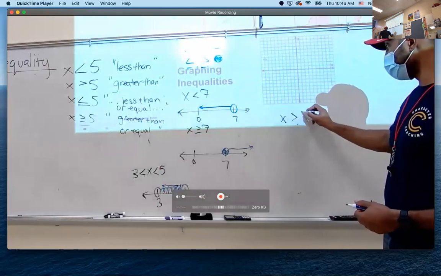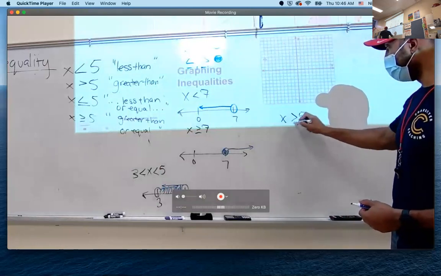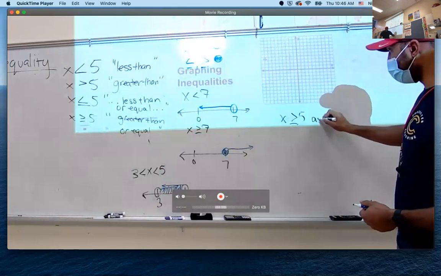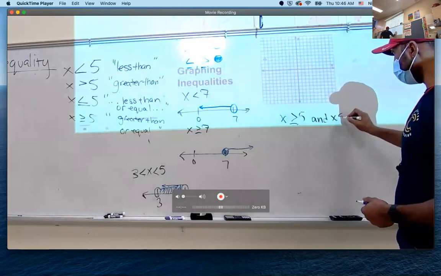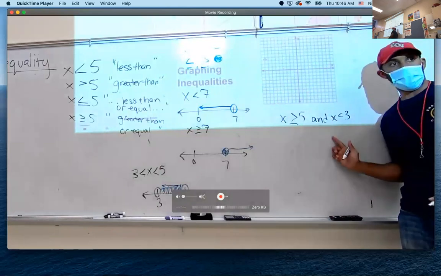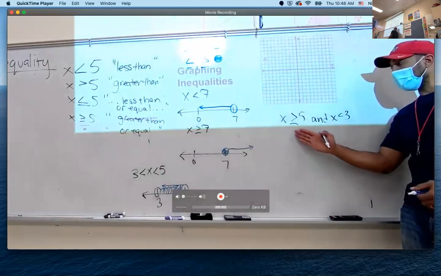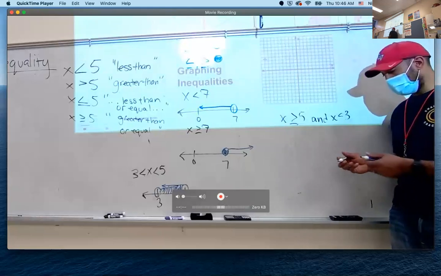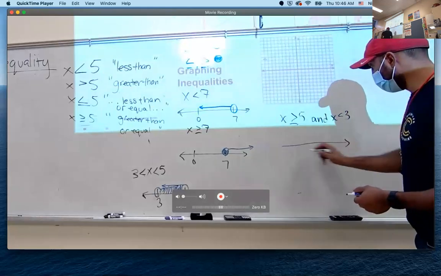The other example you might see would look like this. X is greater than 5. What's that equal to? And X is less than 3. Okay, it's going to give me 2 at the same time. Okay, I have 2 at the same time, which means same thing.